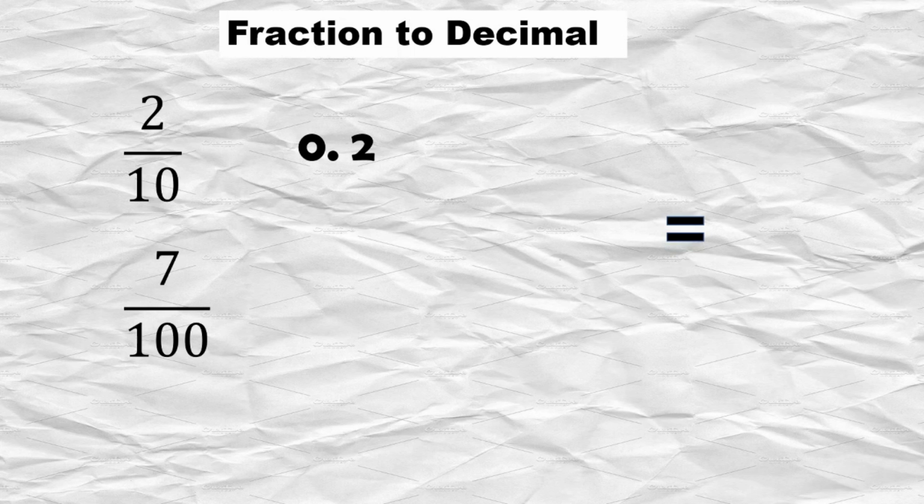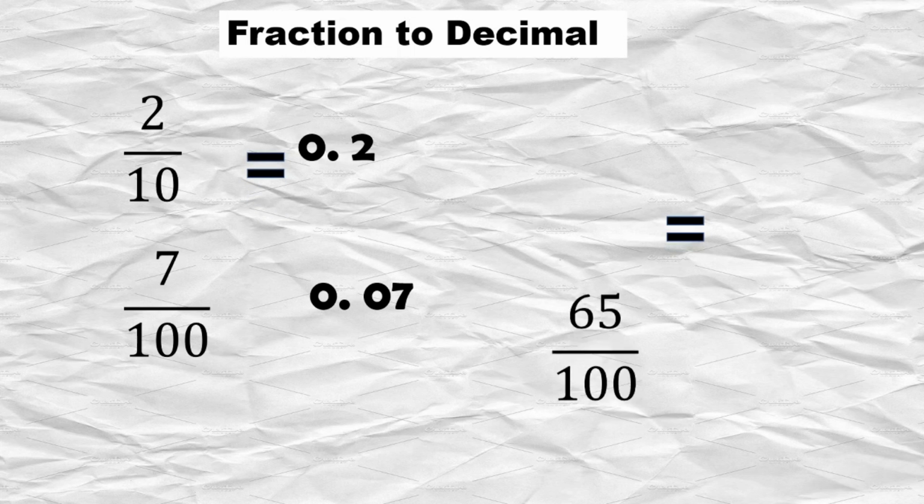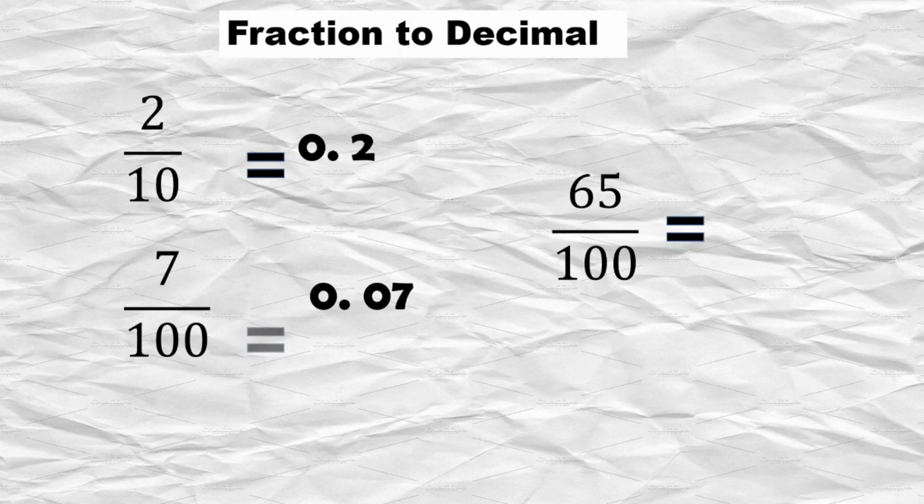Okay, fraction to decimal. 2/10. Okay, 0.2. 7 over 100, we have 0.07. And 65 over 100, we have 0.65. Now, napakasimple mag-convert ng fraction into decimal. You can divide 2 divided by 10. Okay? Or 0.10. Copy 2 and then make sure na nasa 10 siya.